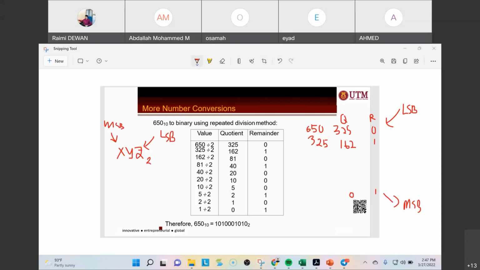What does it mean 0.5? 0.5 is the remainder. Which one? This one? 325 over 2 is 162 as the quotient, and the remainder is 0.5, not 1. Wait, my calculator, wait. Doctor, he's right.